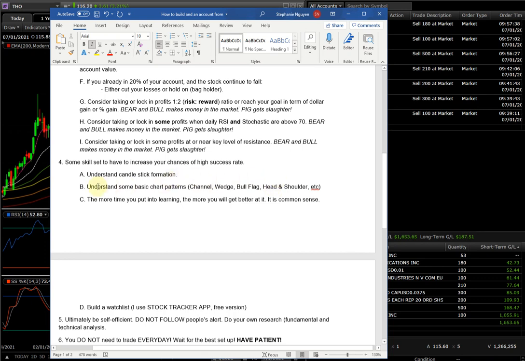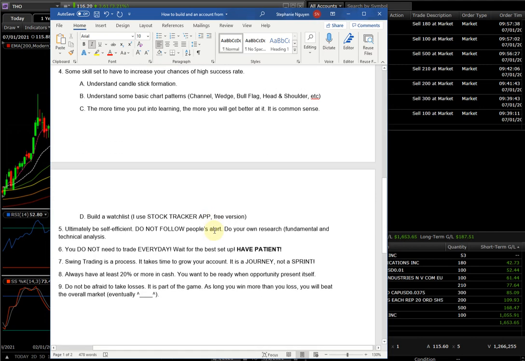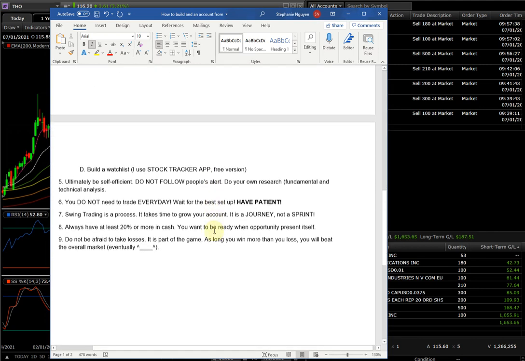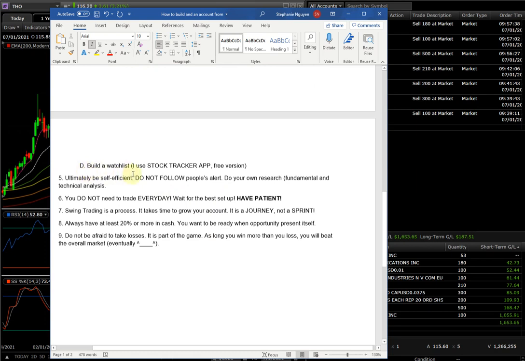Just type this keyword, basic chart patterns for candlesticks, and a bunch of stuff will pop up on Google. Just look at it and try to memorize some of that because it will help you with your trading decisions. The more you put into learning, the better you get at it. It is common sense. Malcolm Gladwell did say that to master your craft, you need to put in at least 10,000 hours. That's like 5 years of experience, but you get the idea, right? Build a watch list. I use the Stock Tracker app, the free version.